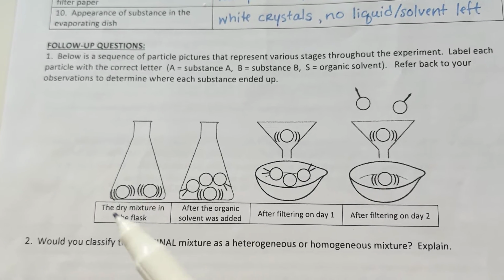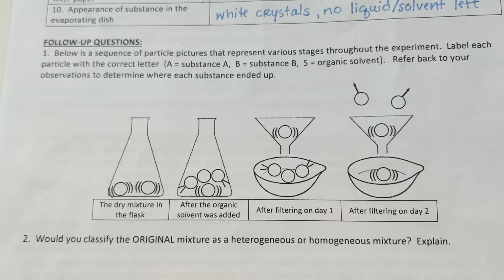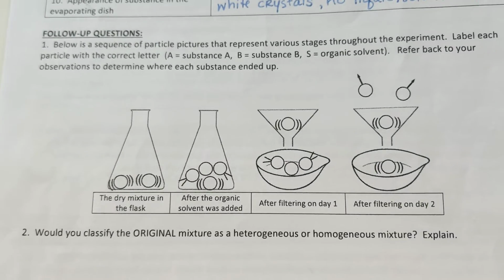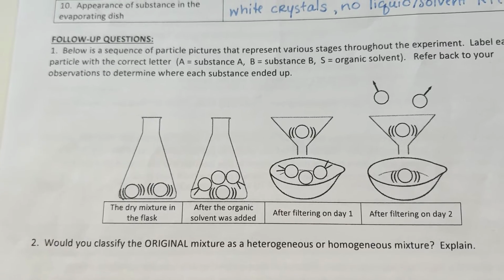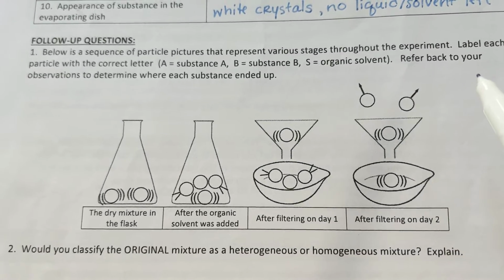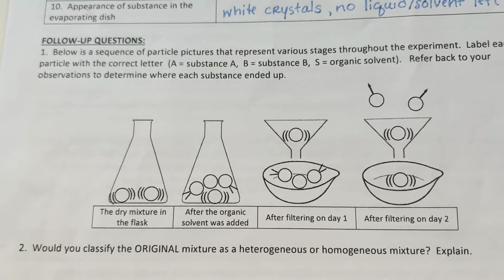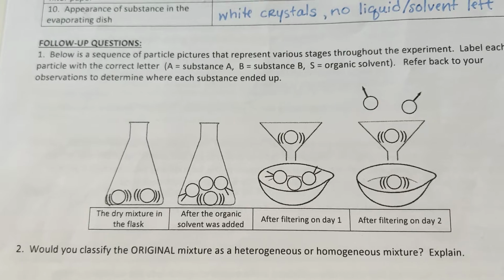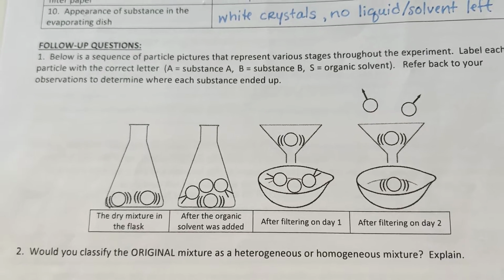And you're supposed to label each of these circles with a letter, A, B, or S. A for substance A, B for substance B, and S for organic solvent. And it asks you, if you see right here, it says refer back to your observations. So this is where data, and really good, well-written data, helps you to answer the questions.